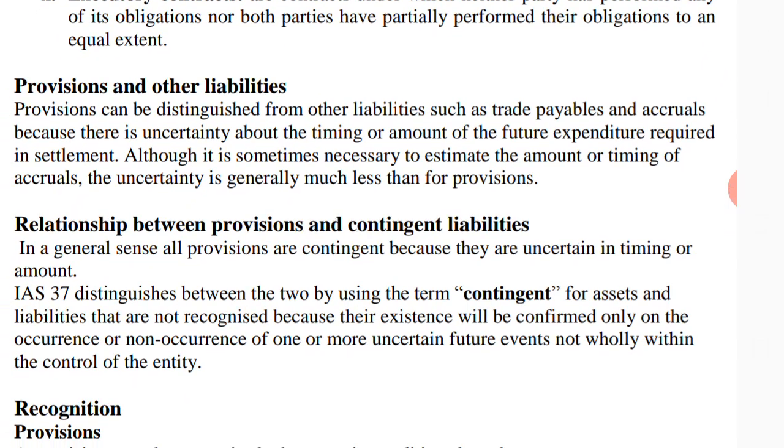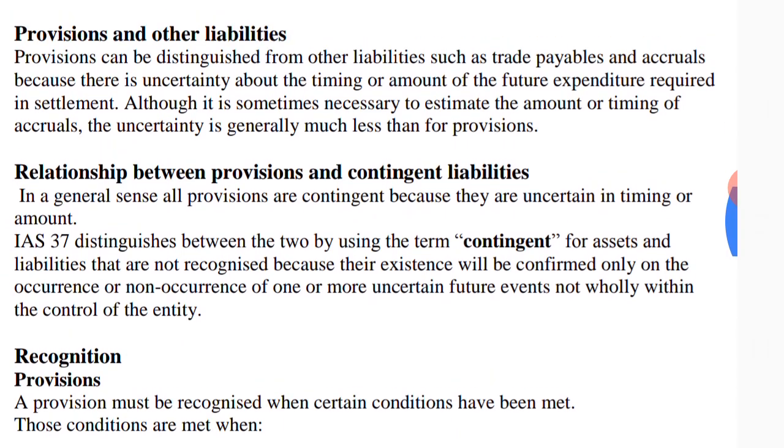So let's define what provisions are and how they differ from other liabilities. A provision can be distinguished from other liabilities such as trade payables and accruals because there is uncertainty about the timing or the amount of the future expenditure required in settlement. When we say a liability like a trade payable, it is not a provision because the amount of the trade payable is known and does not depend on certain circumstances.